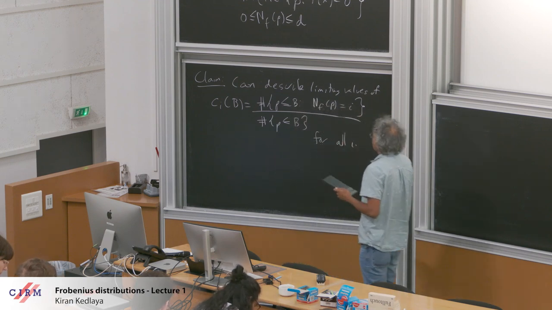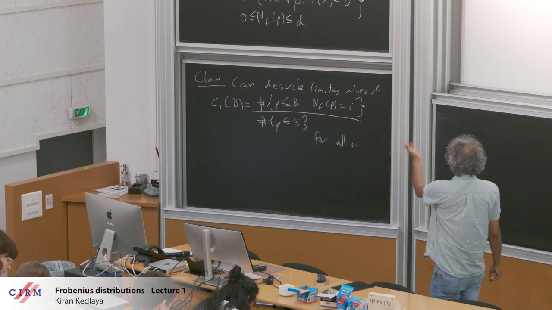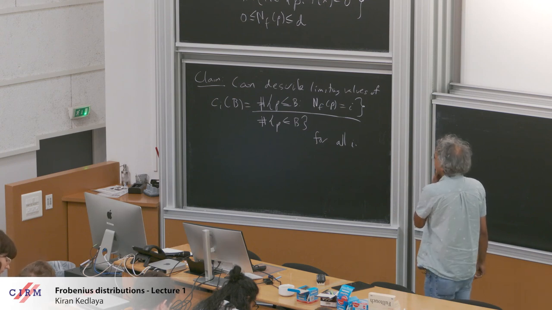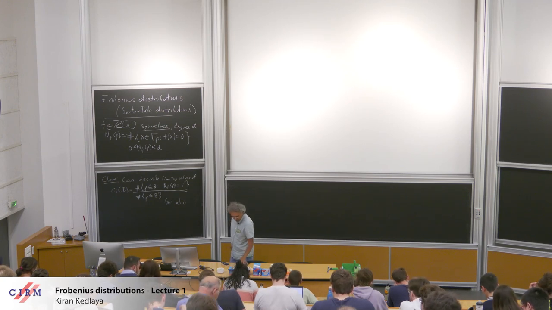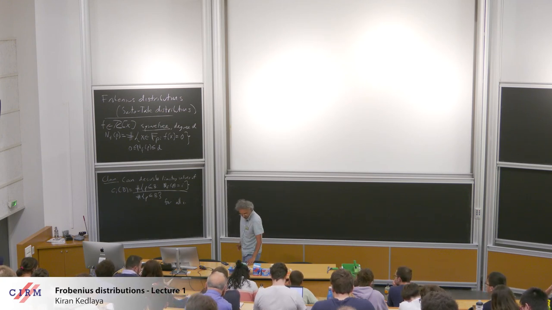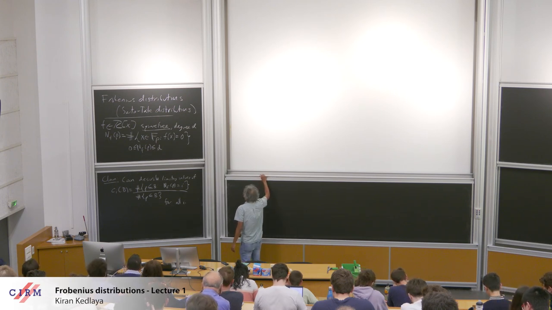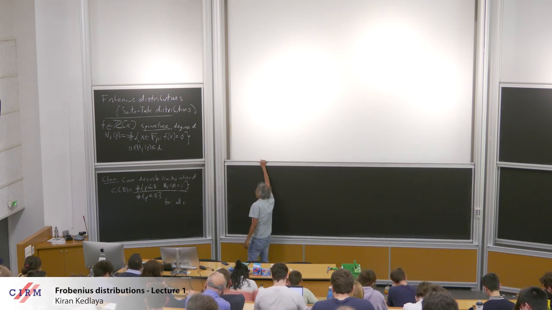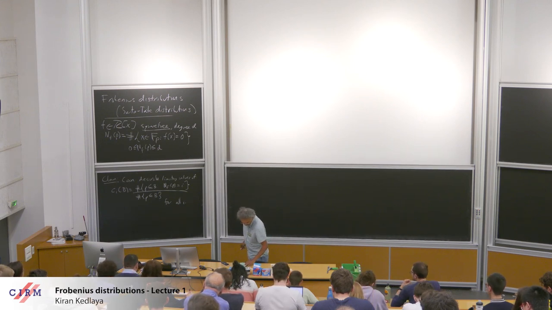And the claim is that I can describe these things, and in fact they will be rational numbers. These limits will exist. They will be rational numbers, and I can predict what they are in some sensible way. Now, what is that way? Well, that's the next thing I want to talk about. So the recipe for this comes from a little Galois theory of a sort we've seen earlier in the morning.